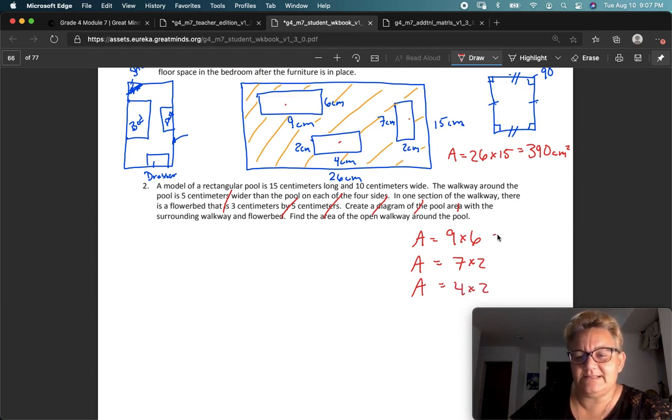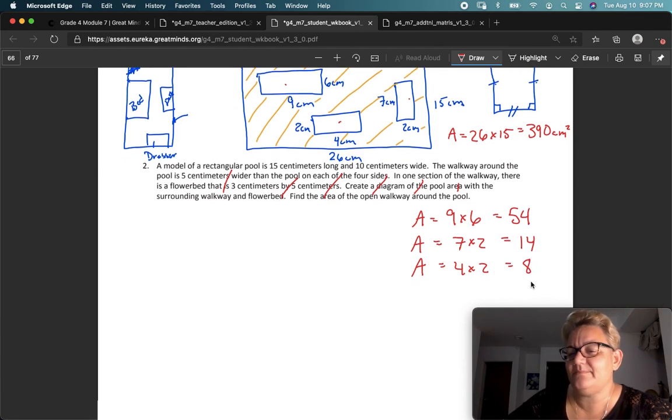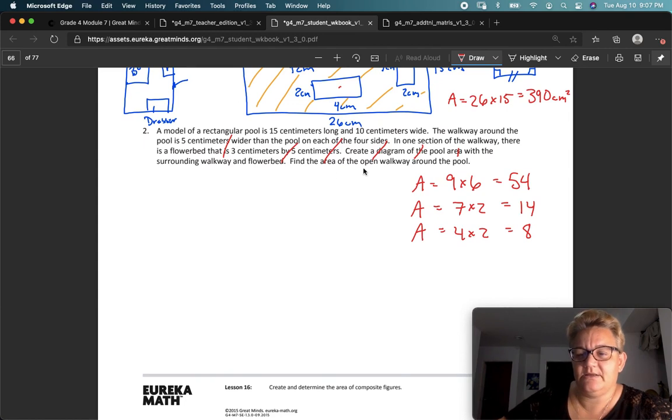So 9 times 6 equals 54. That's your basic math facts. You should know that. 7 times 2 is 14, and 4 times 2 is 8. If you don't remember those things, let's get you working on some math facts practice, okay? So 8 plus 4 is 12, plus 4 is 16. Carry the 1. 1 plus 5 is 6, plus 1 is 7, so 76 centimeters squared.